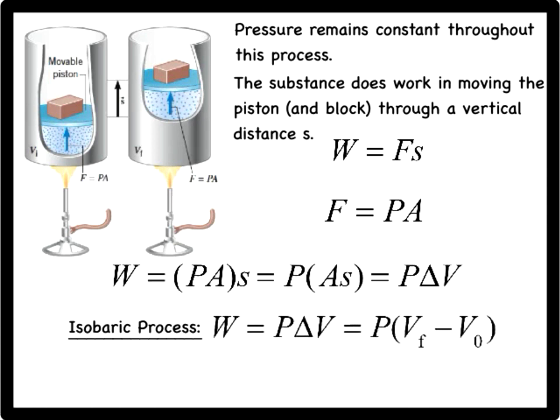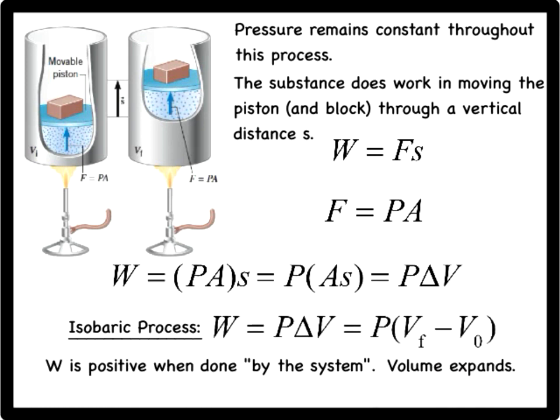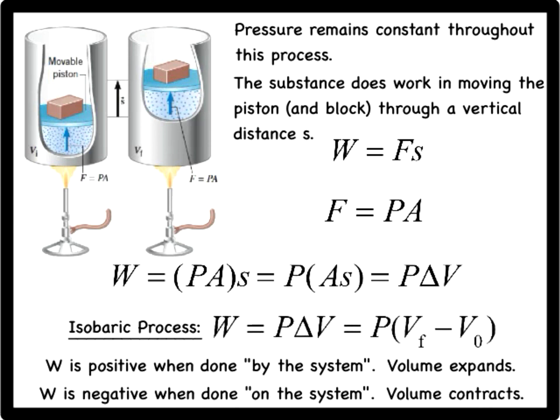Notice that the relation is consistent with our sign conventions from our previous discussion of the first law. The work will be positive when it is done by the system, as it expands when heated. Note that V final will be greater than V initial in this case. However, if V final is less than V initial, then an isobaric compression takes place and the work is negative, which constitutes work done on the system in order to compress it.